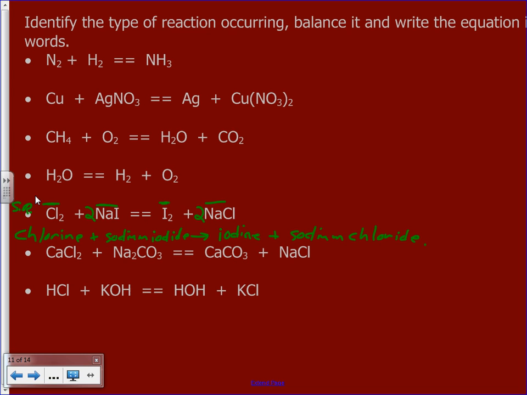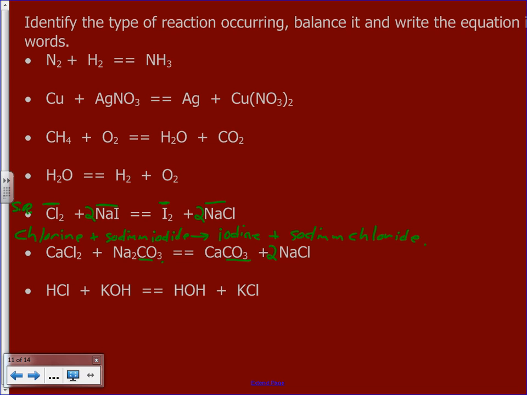There's 2 chlorines over here, but only 1 on this side. So what do I need to put in front of sodium chloride? 2. That gives me 2 sodiums. If I go back over here, there's already 2 sodiums over here. There's how many carbonates? 1. One carbonate here and 1 carbonate here. So it's balanced. 1 calcium, 1 calcium. Looks like that's the only number we need to add.